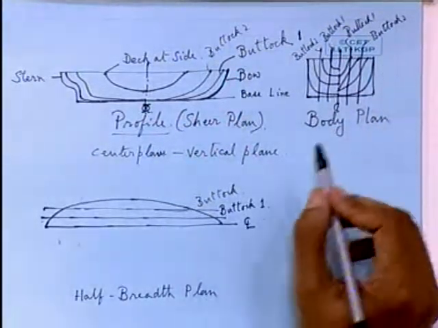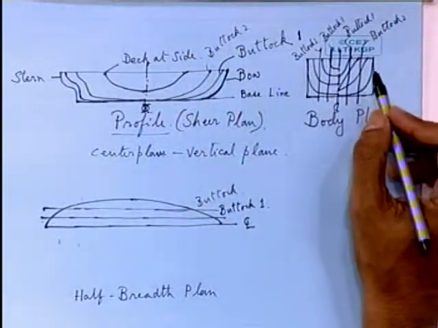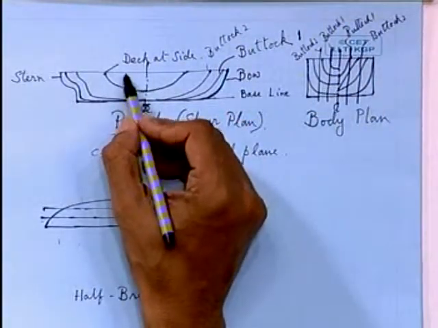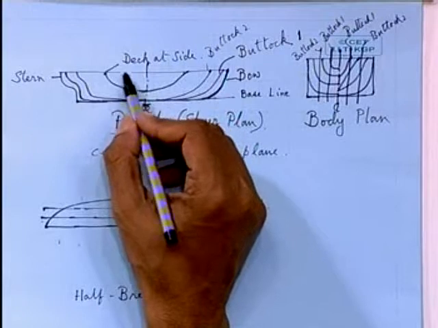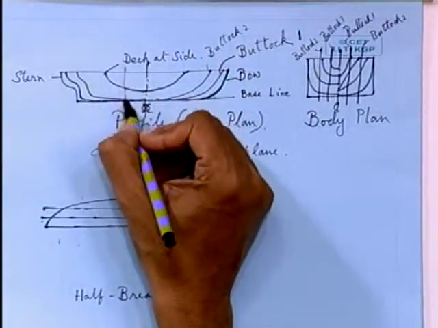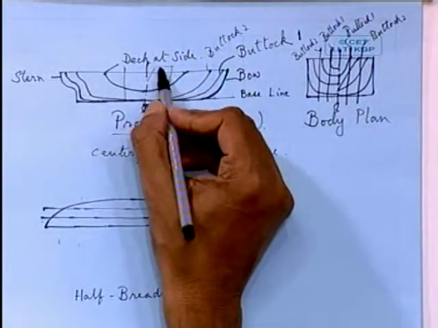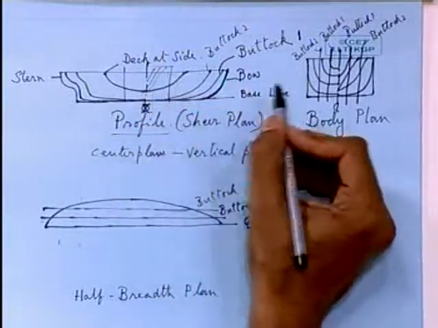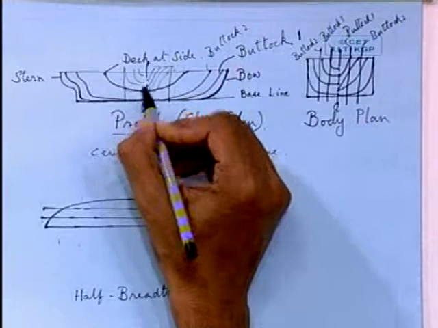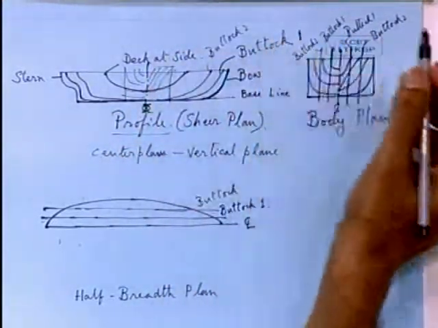And this body plan you can show on the right hand side. Normally, in our institute, we draw it on the right hand side, but it also can be drawn in the profile drawing just at the middle. Here also you can draw the body plan. But if you have enough paper in the drawing, it is better to show the body plan separately on the right hand side.